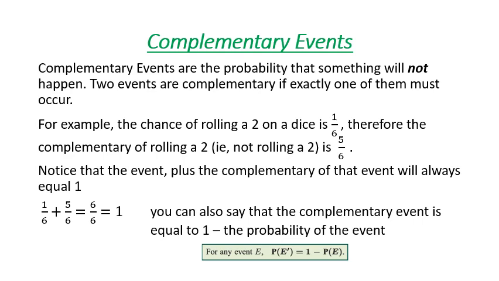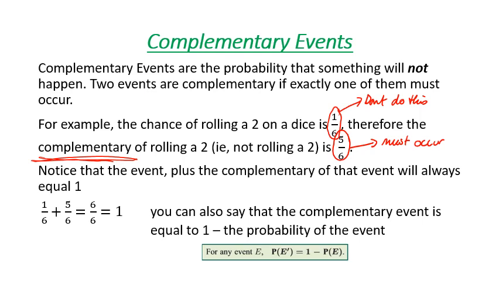So to give an example of what that could look like, let's say we're talking about the chance of rolling a 2 on a dice. Now we know that the probability of rolling a 2 on the dice is 1 out of 6. So therefore the complementary of rolling a 2 is all the other options, which is 5 out of 6. Because if we don't roll a 2, then this must occur. And vice versa. If we do roll a 2, then we can't roll anything else.